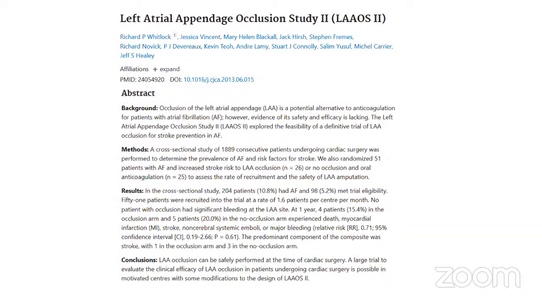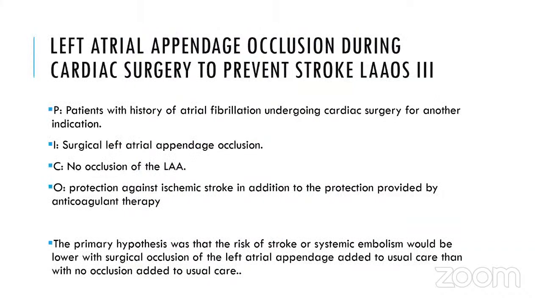However, a large study needed to be performed in order to assess its efficacy in reducing thromboembolic events and ischemic strokes. This is where the study that we're going to talk about today came into place. The LAOS 3 trial targeted patients with history of atrial fibrillation undergoing cardiac surgery for another indication. The intervention was surgical left atrial appendage occlusion. They compared that with no occlusion of the left atrial appendage plus oral anticoagulation therapy.